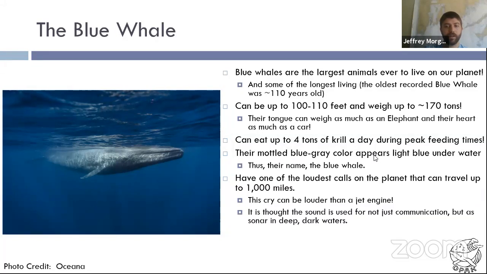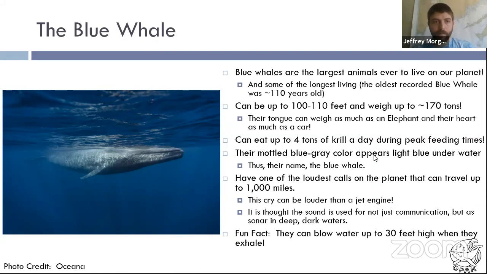And it's thought that this sound might not just be used for communication, because the blue whales do make deep dives, especially in Antarctica, for their food, where there isn't a lot of light. And a fun fact about the blue whale, they can blow water out of their blowhole up to about 30 feet high when they exhale.